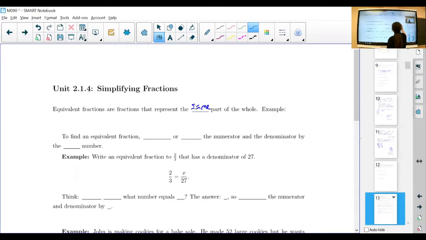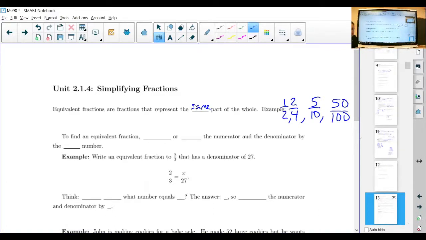So some examples would be 2/4, 5/10, and 50 over 100. Those all mean 1/2. And of course, so does 1/2. These are all equivalent fractions.